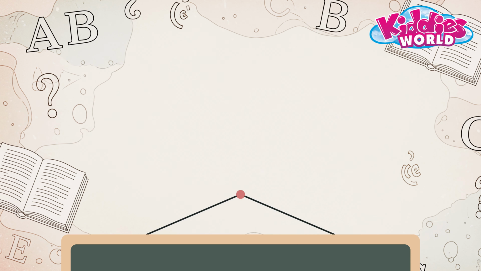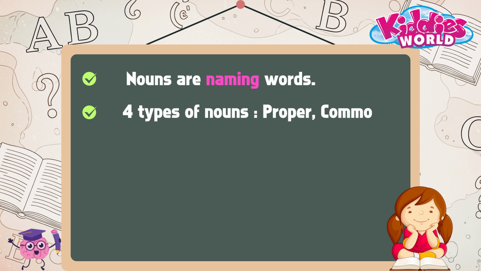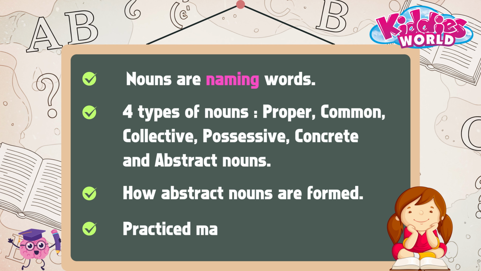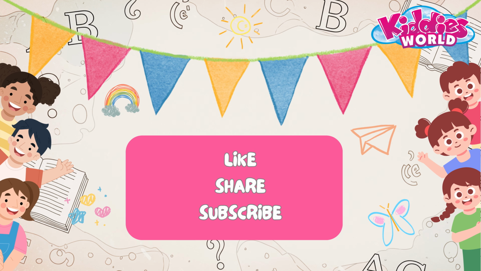Time to revise. Today we learned nouns are naming words. 4 types: proper, common, collective, possessive. Concrete and abstract nouns. How abstract nouns are formed. And we practiced many sentences. Fantastic job, kids! Today you learned a lot about nouns in a fun way.